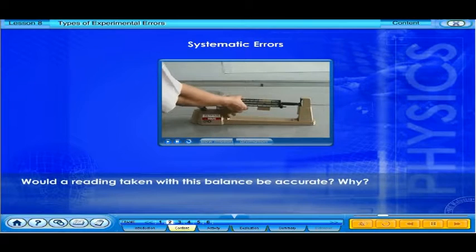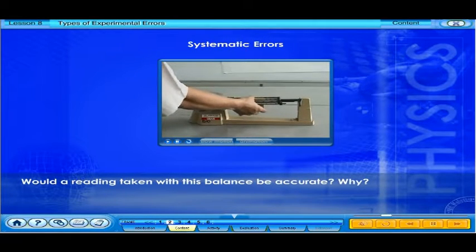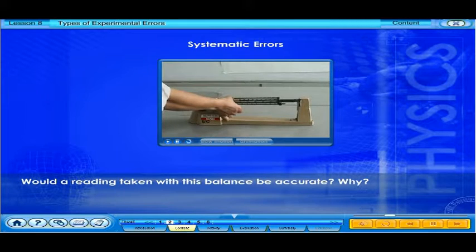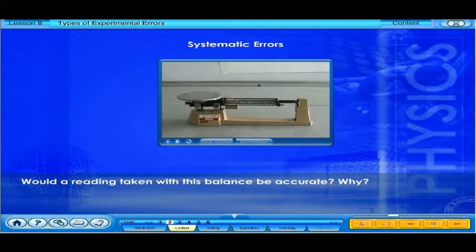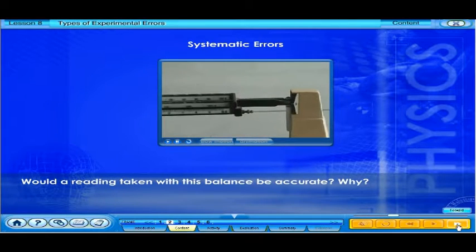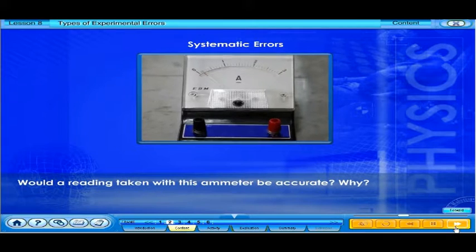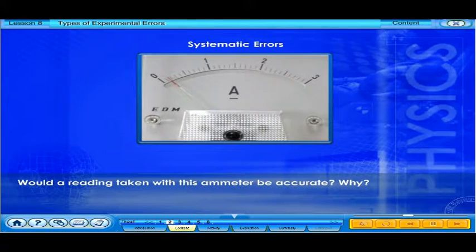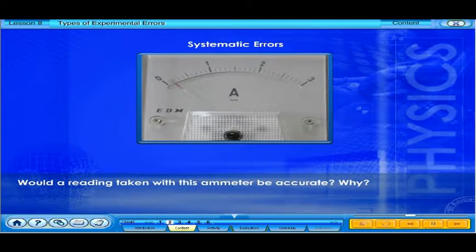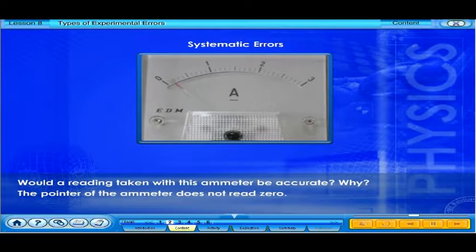Would a reading taken with this balance be accurate? Why? No, the scale pointer does not read 0 when there is no mass on the pan. Would a reading taken with this ammeter be accurate? Why? The pointer of the ammeter does not read 0.